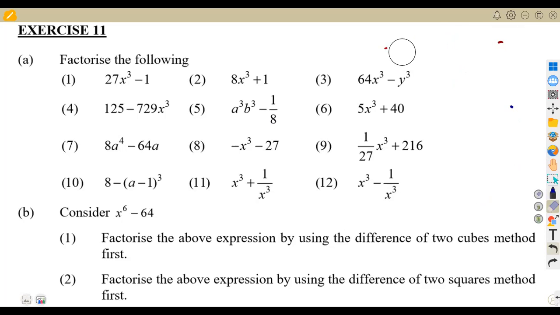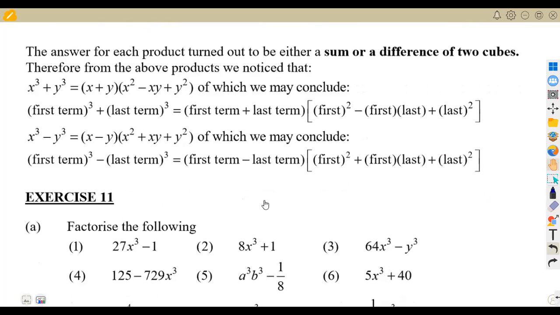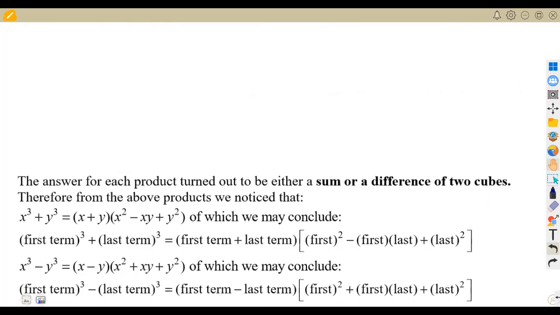So now what is this type of factorization? This is the sum and the difference of two cubes. If we are dealing with the sum or difference of two cubes, consider that we have x to the exponent of 3 plus y to the exponent of 3. These are perfect cubes, raised to the exponent of 3. So we are going to have x plus y. So you need to note this.